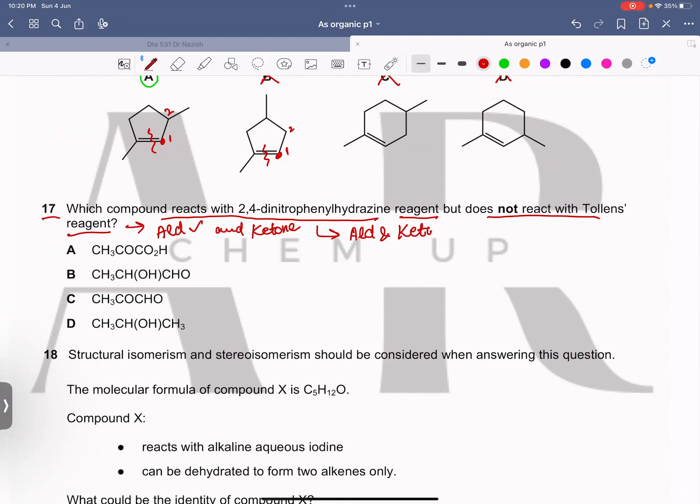So in A, there is a carboxylic acid. So our answer would be the structure which has an aldehyde. So A goes wrong. In B, there is an aldehyde, so this can be the answer. In C, there is an aldehyde, so okay.